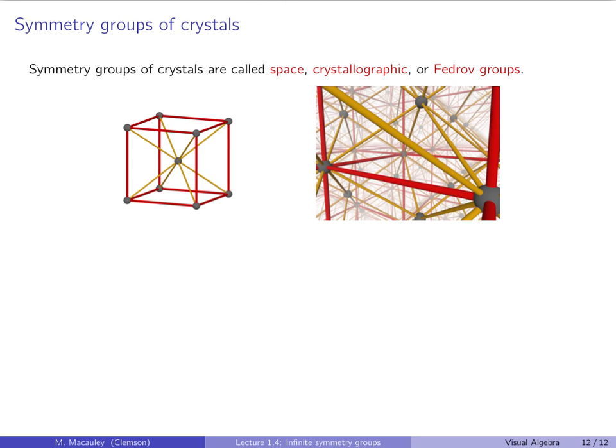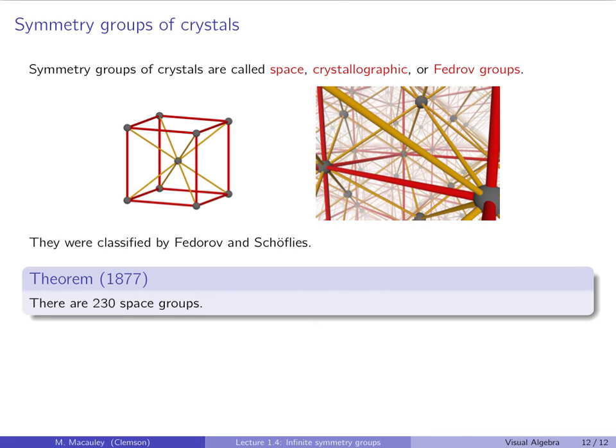Okay, let's now move from 2 to 3 dimensions. Symmetry groups of crystals are called space, crystallographic, or Fedorov groups. They were classified by Fedorov and Schoenflies, who is also a crystallographer. In 1877, they proved that there are 230 space groups, and they classified them. Now that I say 1877, that's the same year as the previous result for the wallpaper groups, and I'm wondering if that's right, or if I have one of these dates a little bit off. Anyways, it's the late 1800s, regardless.